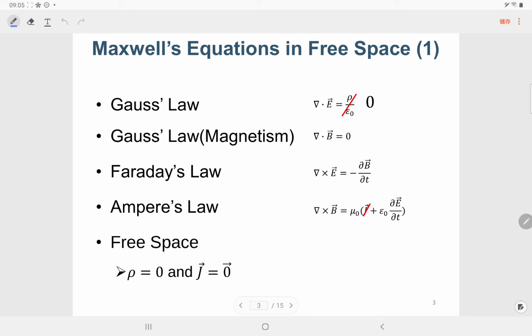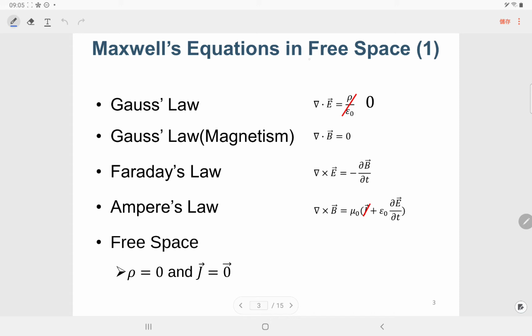So for the Maxwell equations in free space, the original form for the Maxwell equation is like this, without this red line. The electric version of the Gauss law is the divergence of E field is the charge density over epsilon naught, and here we have mu naught times the current density plus this displacement current term.